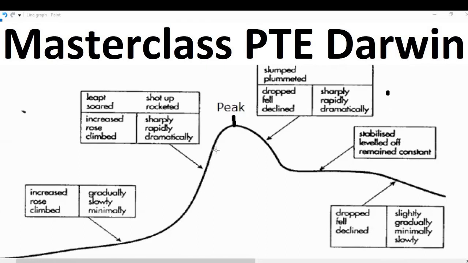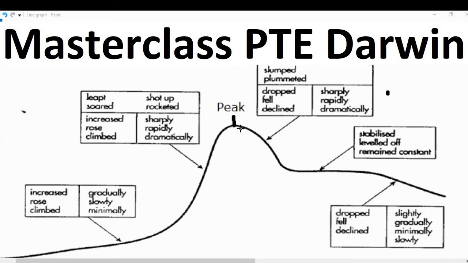When there is a sharp, high, sudden increase, all of a sudden going up, we can say increased sharply, rose rapidly, or climbed dramatically. Or we can use single words like rocketed. You know, when the price goes up, we say the price of that mobile phone rocketed, or the price of oil rocketed. That means suddenly it just jumped to a high price.